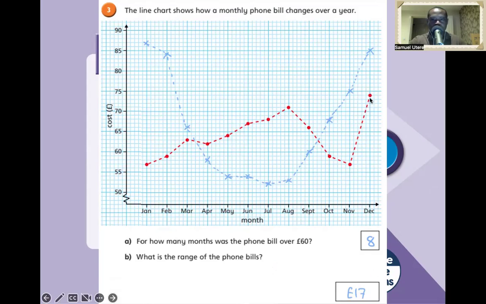So you see the highest value is about 74. Yeah, you can see it's close to 75. And the lowest you can see is about 57. So it's like saying 74 minus 57, which should give you 17.